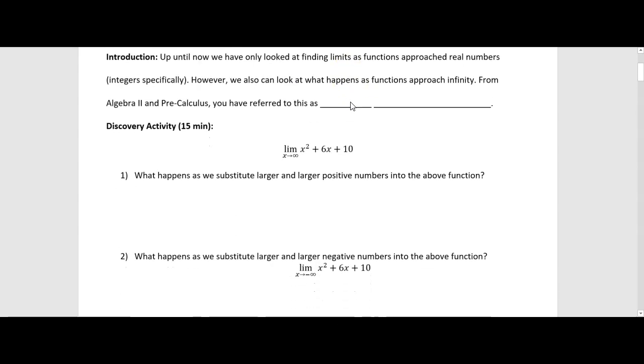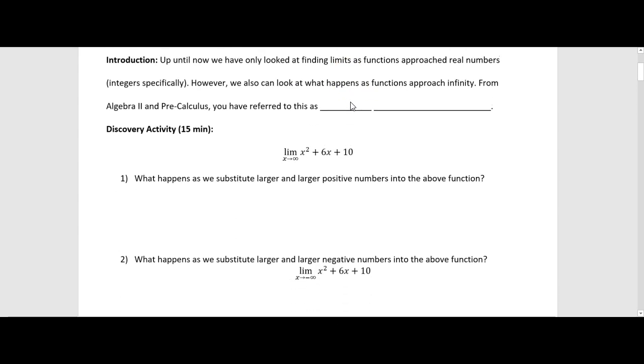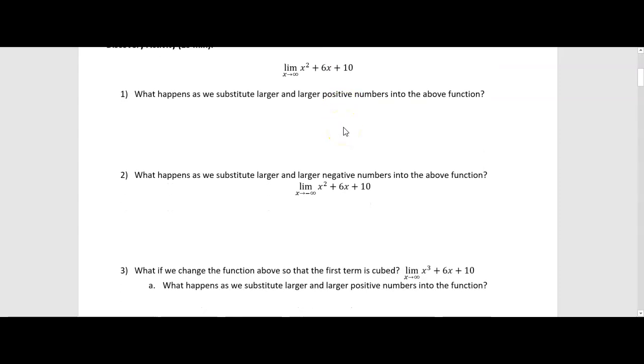Up until now, we have only looked at finding limits as functions approached real numbers, specifically integers. However, we can also look at what happens as functions approach infinity. From algebra 2 and pre-calculus, you have referred to this as end behavior. And the first part of this lesson is going to be us talking about the end behavior specifically of polynomial functions. We are going to start off with a quadratic.